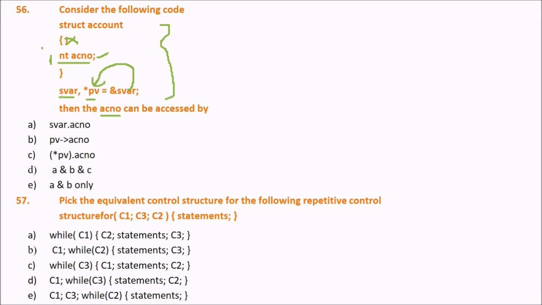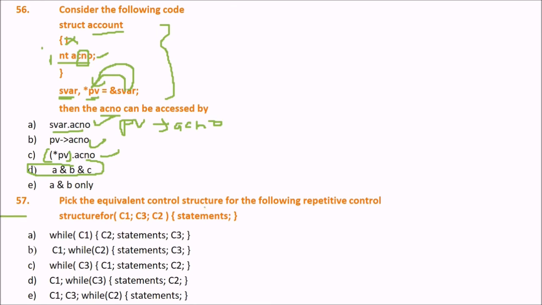This is the structure name or structure variable. Sorry, structure name is account. Structure variable is svar, and we have also assigned a reference to this pointer. So we have a structure pointer also. Okay. So svar dot ac number, account number can be accessed by this. So this is correct. Now this is a pointer. So pv, if you use a pointer, you will use this arrow ac no. This is also correct. And the redirection operator dot ac no, account number. This is also correct. So our answer will be D, A, B, C. All these are correct.